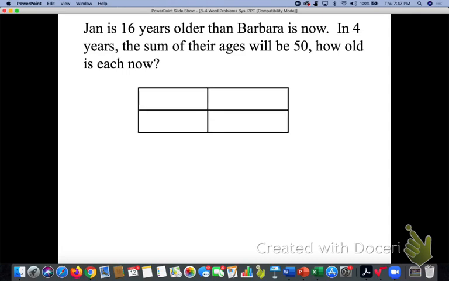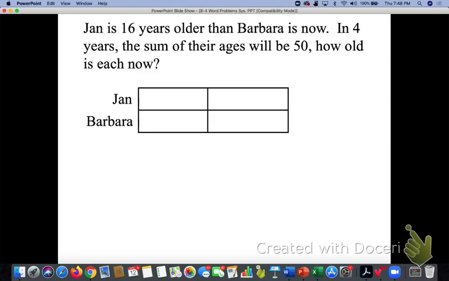Okay, now we're going to use the boxes here to organize our work. So we have Jan is 16 years older than Barbara is now. In 4 years, the sum of their ages will be 50. How old is each now? So the first thing we're going to do is whatever we're comparing, we're going to put on the left side. So here we're comparing Jan and Barbara. Now, also what we talk about is 2 different time periods.